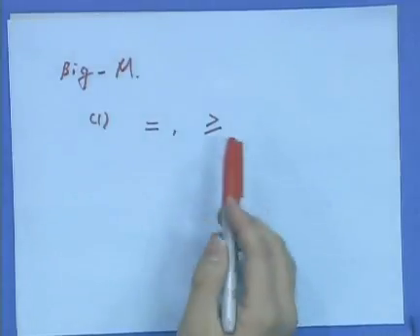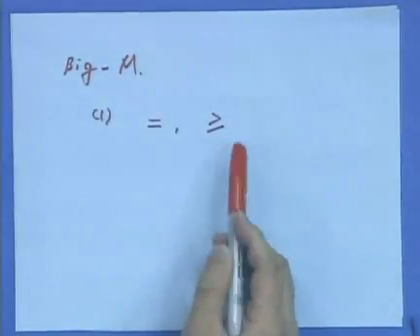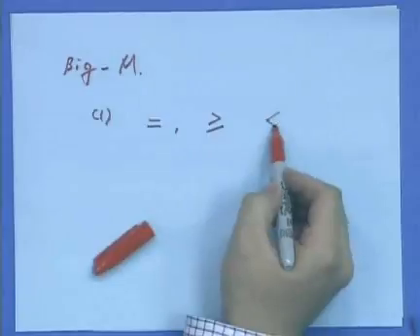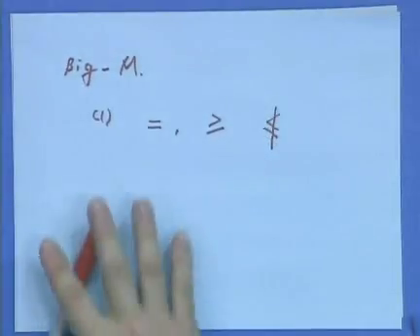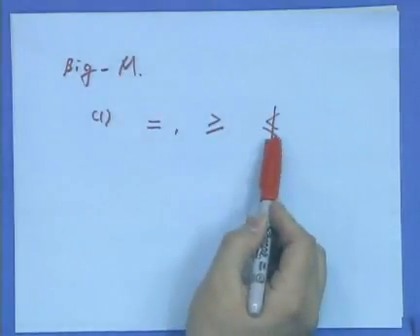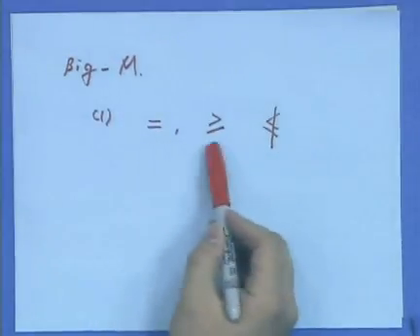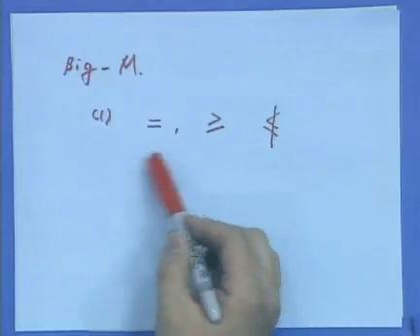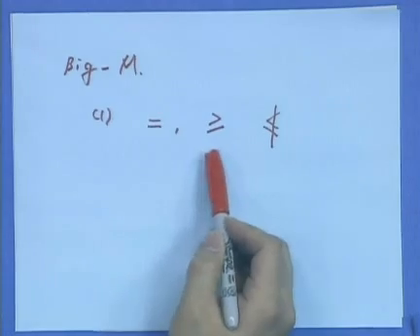Because we're going to add artificial variable for those constraints later on. Of course, less than equals constraint will not be considered. For this less than or equal constraint, we can use slack variable as a basic variable, right? But for these two types of constraint, we're going to use artificial variable as the initial basic variable, okay?